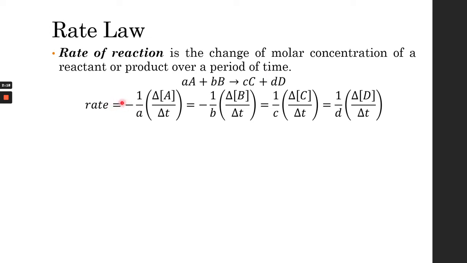And remember that in rate we have the negative for reactants because as the chemical reaction progresses, our reactants are being used up, and as they are being used up, they decrease in molar concentration. That's why we have negative, but for the products we use the positive because as the reactants decrease, the products increase. So I hope you remember this and how to solve for the rate of the reaction.